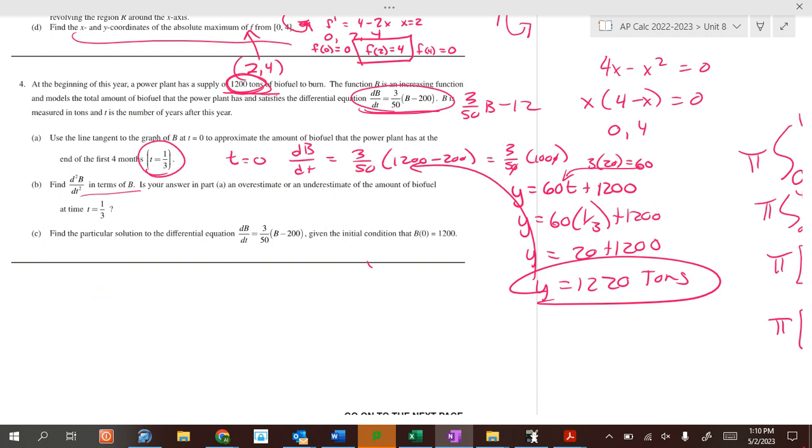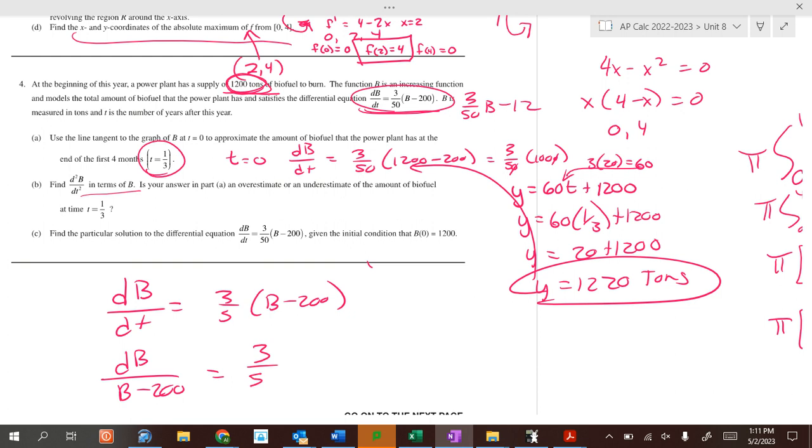Little Khan Academy work there, huh? All right. So if dB over dt equals 3/50 times (B minus 200), we have to do differential equations to find the derivative. So dB over (B minus 200) equals 3/50 dt.